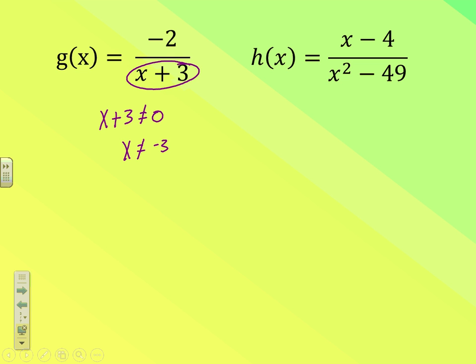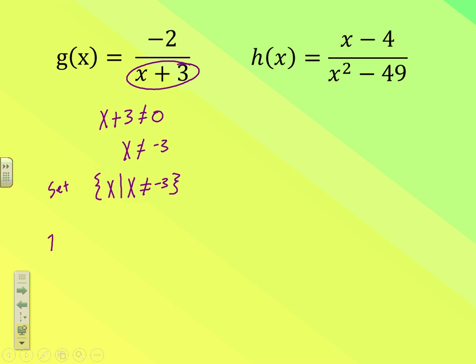Now there's two ways that we could write it. We could say set notation. How could I express my answer in set notation? Well, set notation again uses the curly brackets, so I would say x such that x simply cannot be negative 3. That's how I would write my answer in set notation.